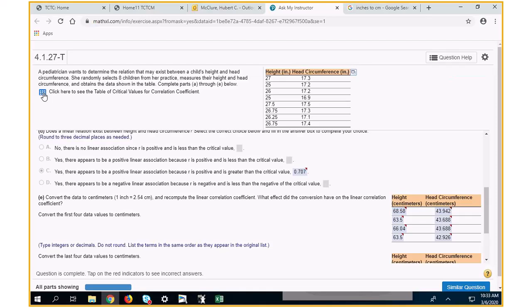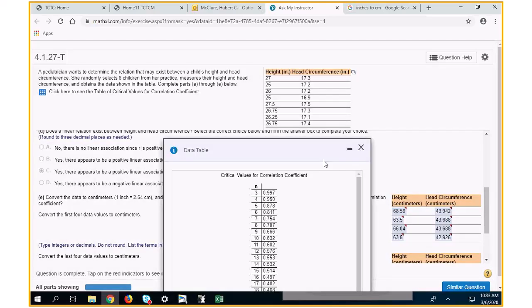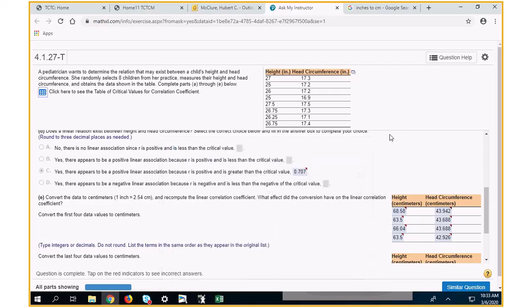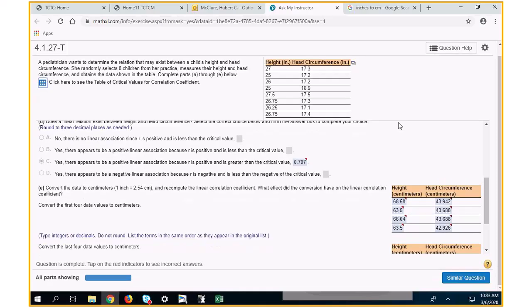Okay, let's look up the critical value. How many do we have? 1, 2, 3, 4, 5, 6, 7, 8. 0.707. Is ours greater than 0.707? Yes, it's 0.8202. So that means that we have a good correlation. So they're going to ask that, and that's what you say: we have a good correlation. Yes, there appears to be a positive linear correlation because R is greater than 0.707.